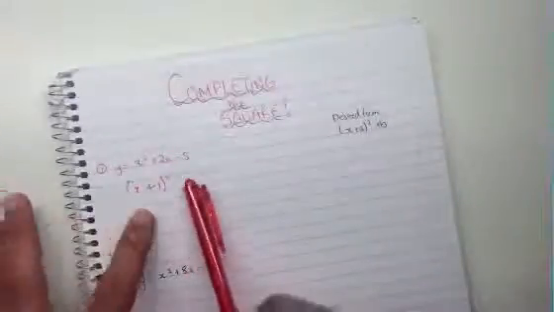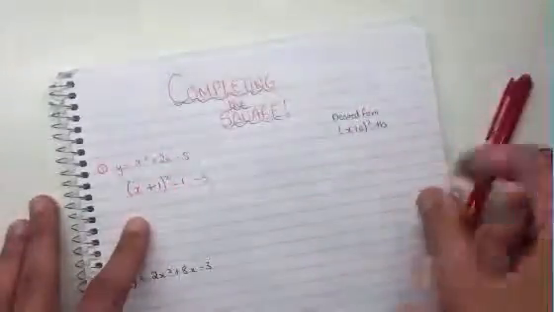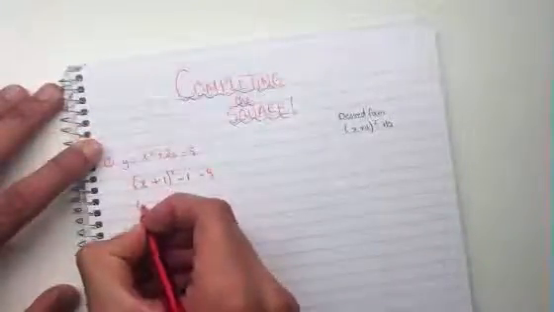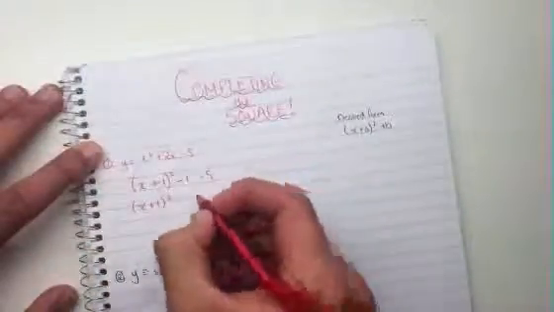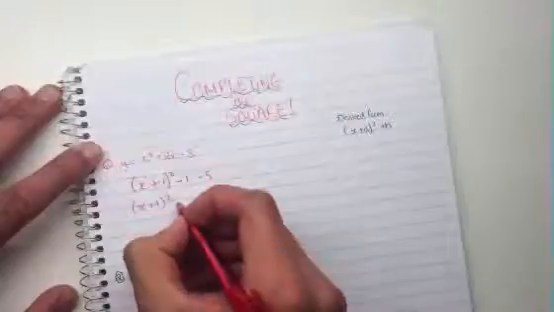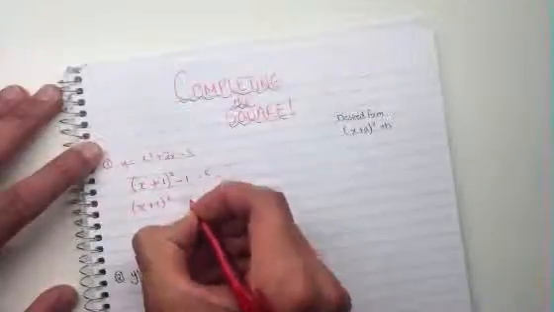As you can see, we're already getting closer to our desired form. So if you've got the bracket, we just need to get our final term. To get the final term, we simplify. So you get x plus 1 squared minus 1 minus 5, which equals minus 6.